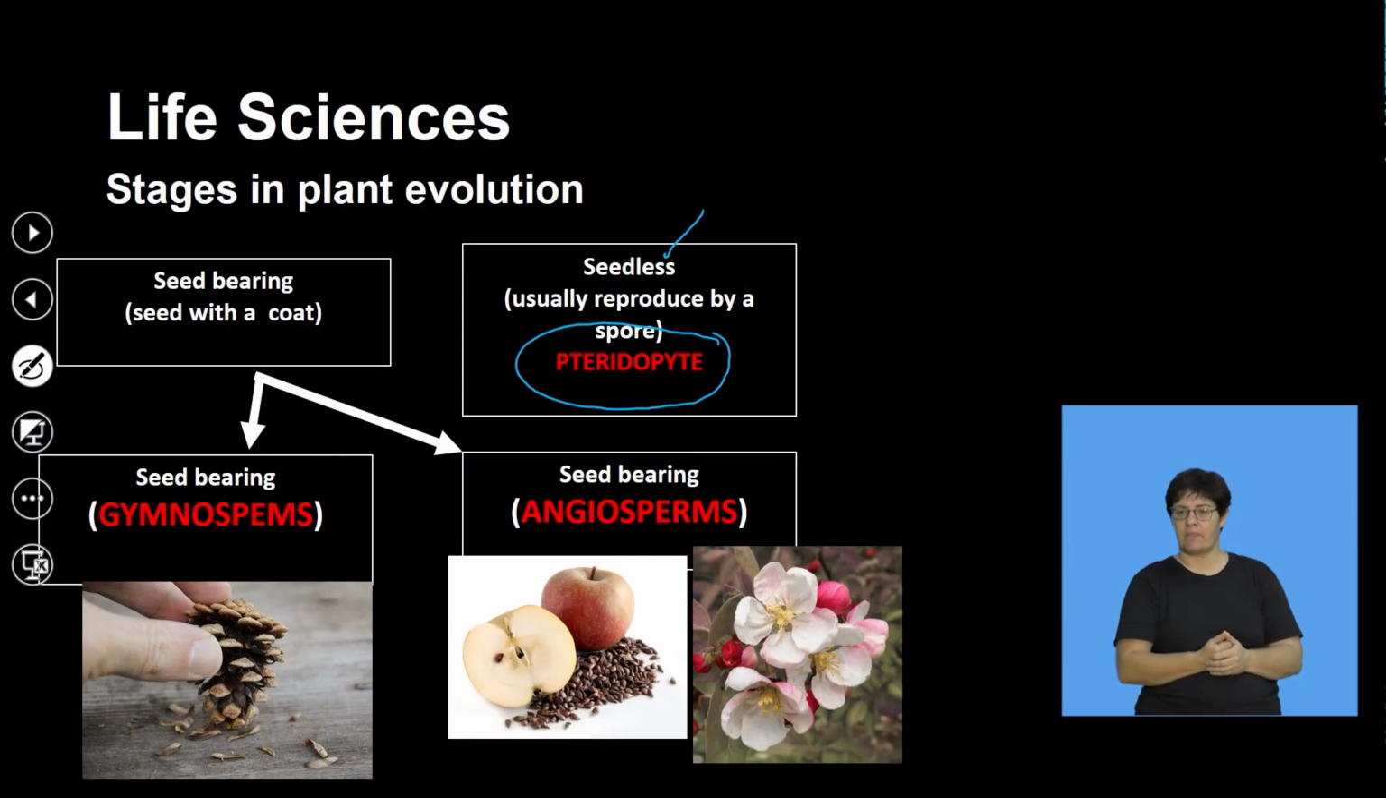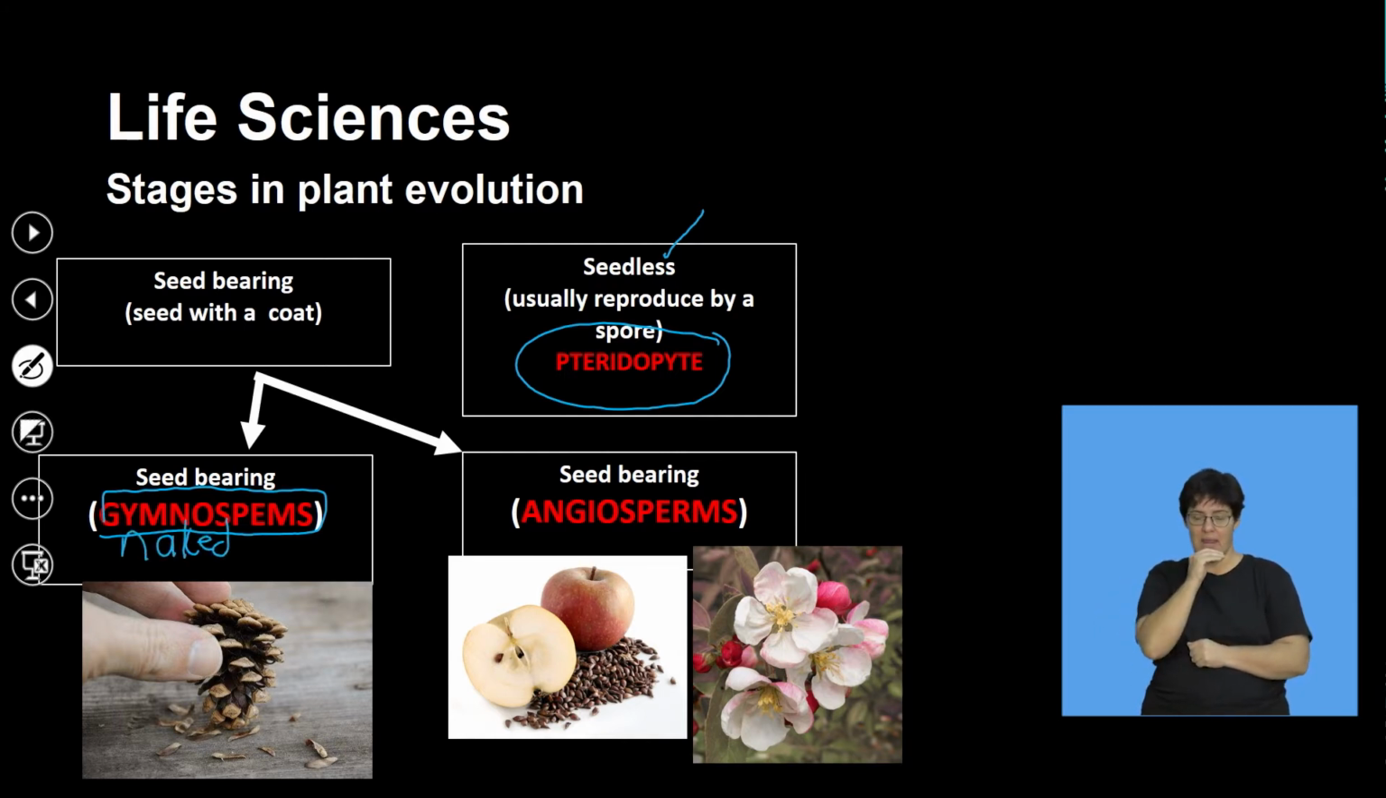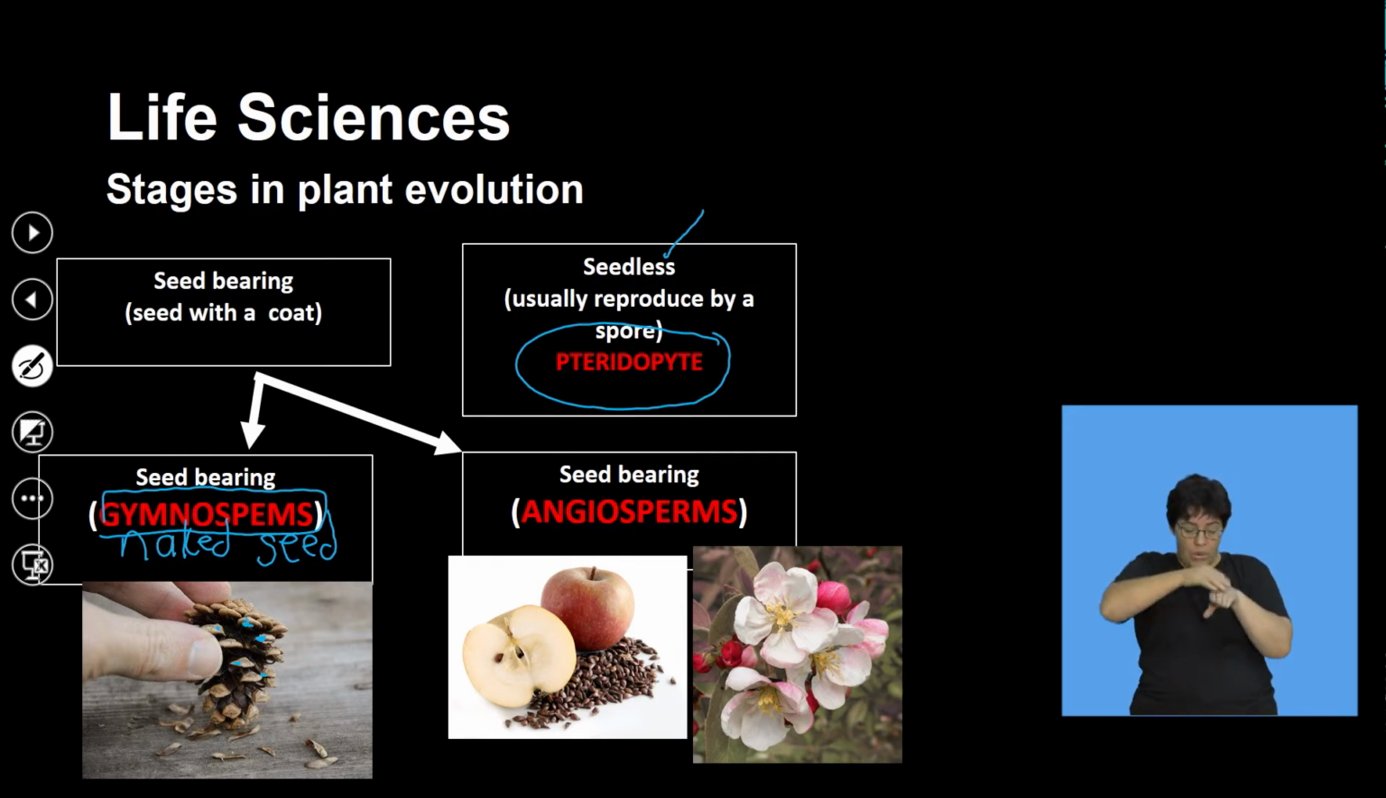So let's have a look here. We've got two groups that fall into the seed bearing. One group is called Gymnosperms, and as I say to you, Gymnosperm means a naked seed. What do I mean by naked seed? I'm saying that the seed, and we're going to look at it just now, is found on the pine cone here. We're going to look at anything that produces a pine cone.